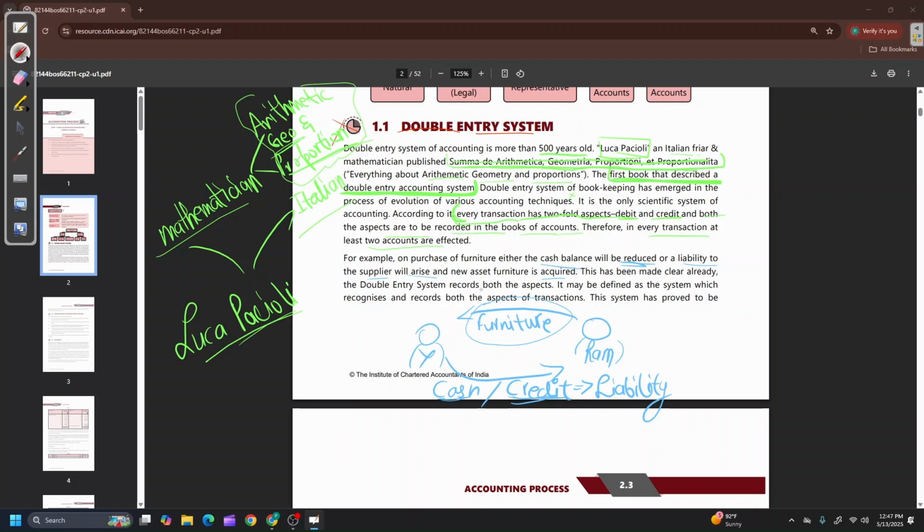The double entry system records both the aspects. It may be defined as the system which records both aspects of a transaction. I forgot this. Wait, I'll have to move forward.